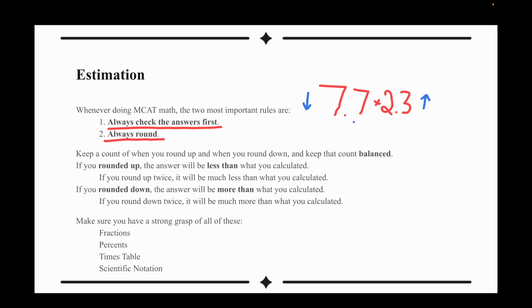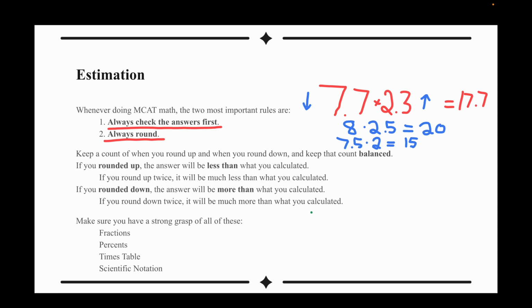If we round 7.7 up to 8 and 2.3 up to 2.5, then our answer will be 20. The true answer for 7.7 times 2.3 is 17.7. Because we rounded up twice, the true answer was much less than the number we calculated, which was 20. If you round down, the answer will be more than what you calculated. And if you round down twice, it will be much more than what you calculated. Going back to our example, if we round both numbers down and do 7.5 times 2, we'll get 15. In this case, the answer, 17.7, is much more than 15.